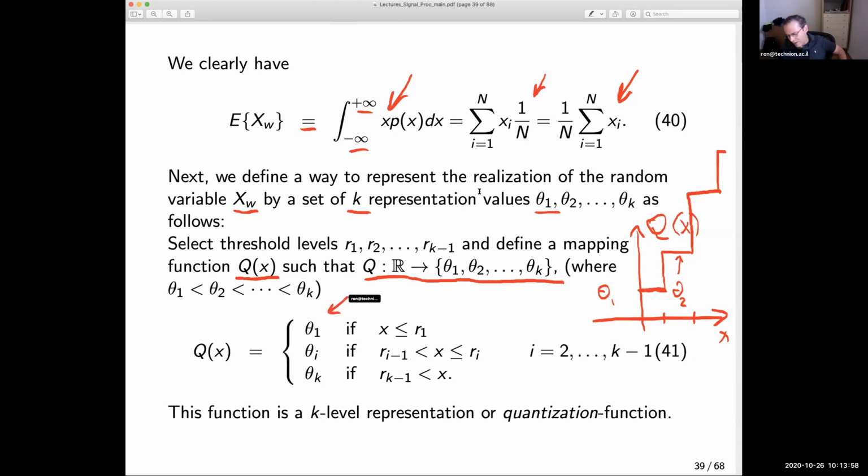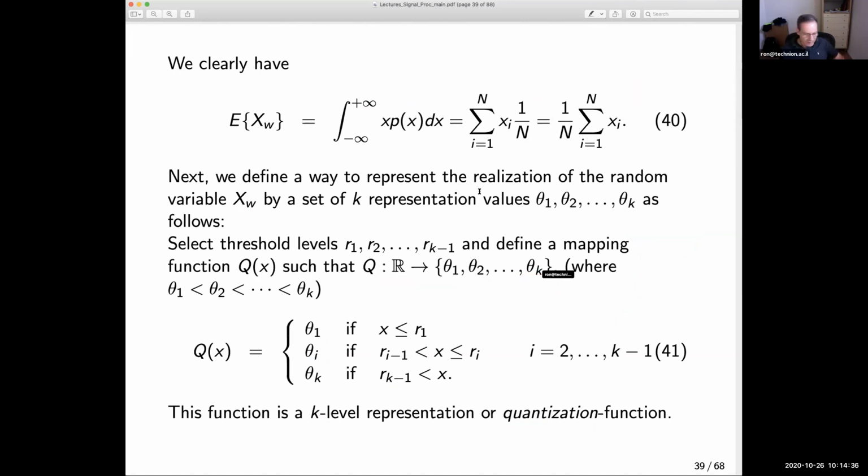Between r_(i-1) and r_i, what I'm getting is the representative theta i. And between the last splitter and the end of the interval, all of the values would be mapped into theta k. This is a function of k levels, and each and every level represents my thetas. So remember it as a quantization function, and remember that Q attains only the theta values. So this would be my quantization function.